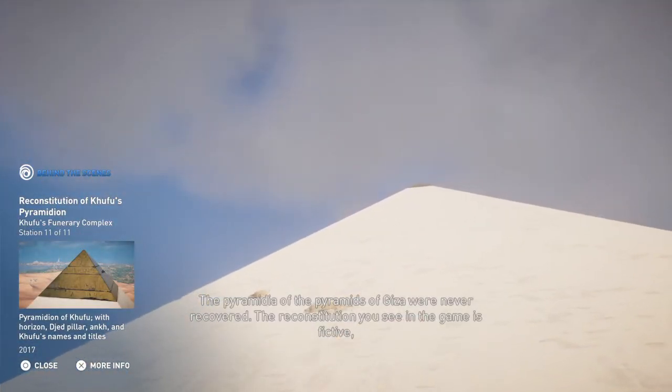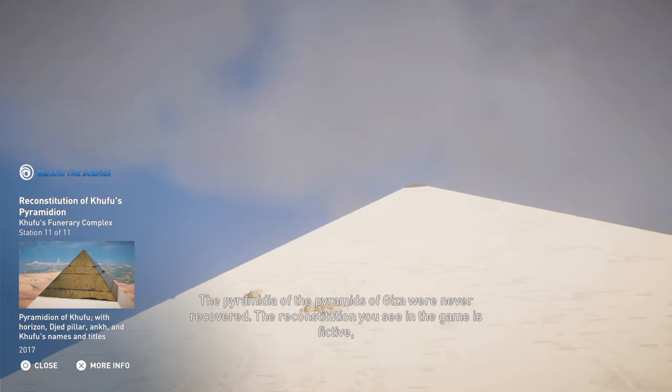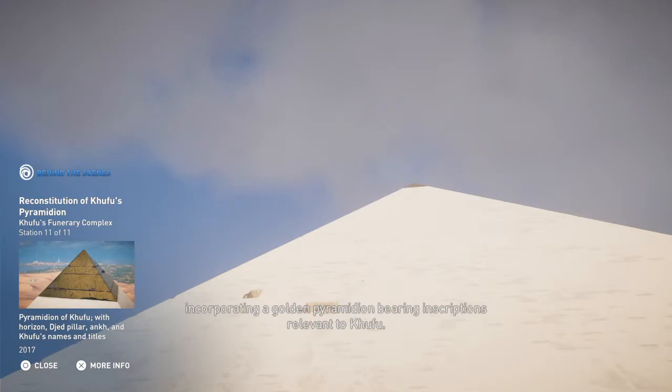Pyramidia of the pyramids of Giza were never recovered. The reconstitution you see in the game is fictive, incorporating a golden pyramidion bearing inscriptions relevant to Khufu.